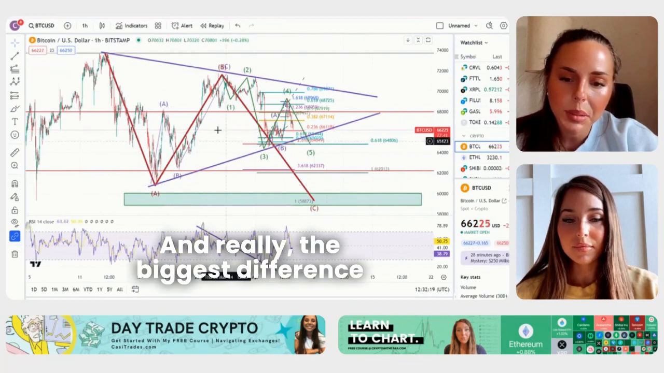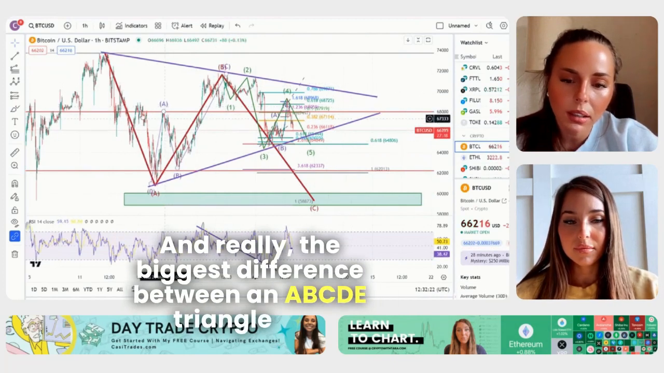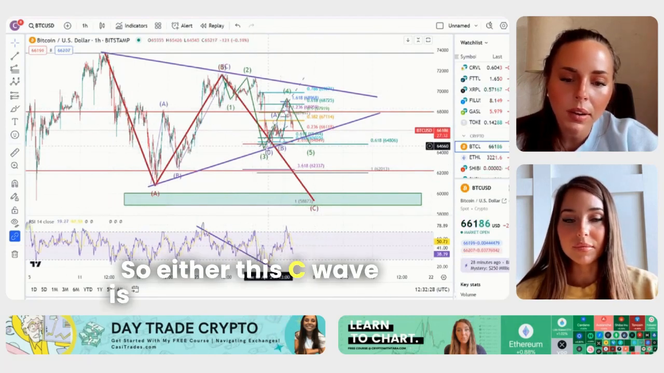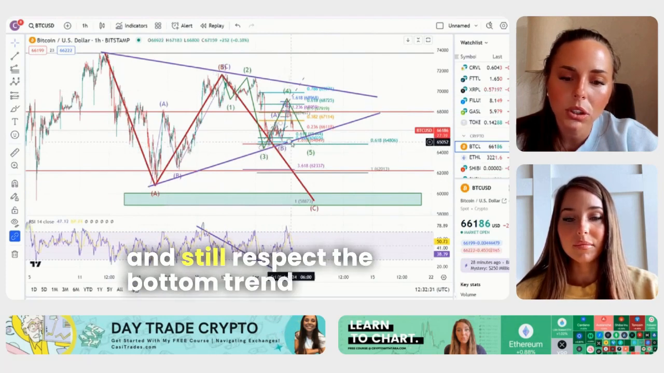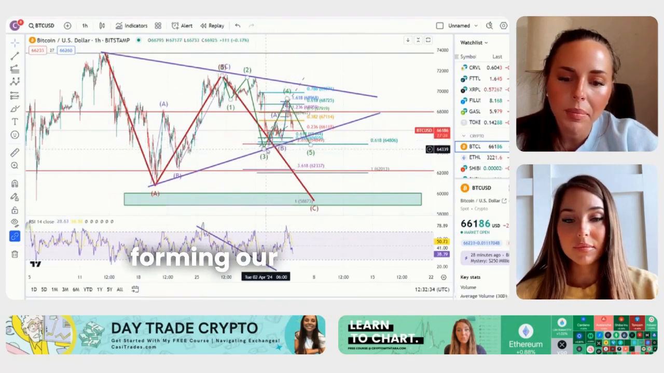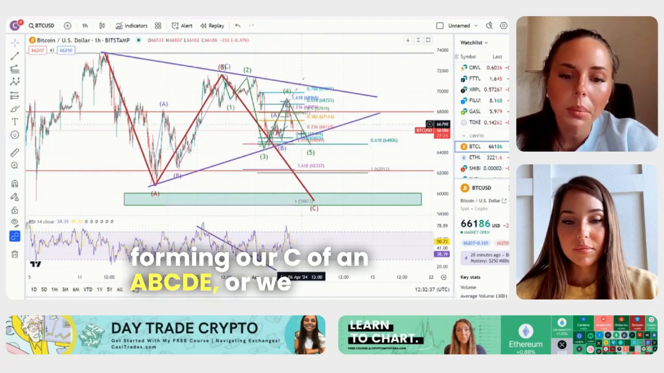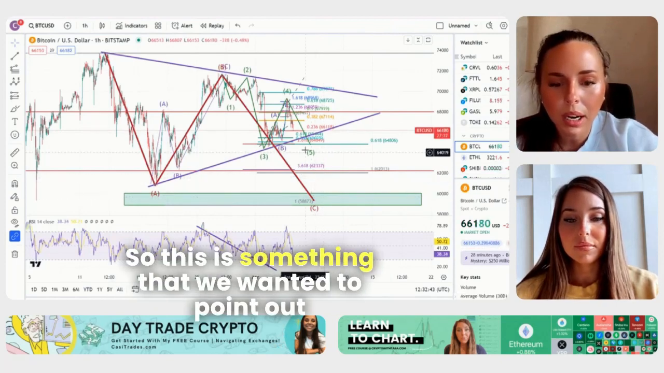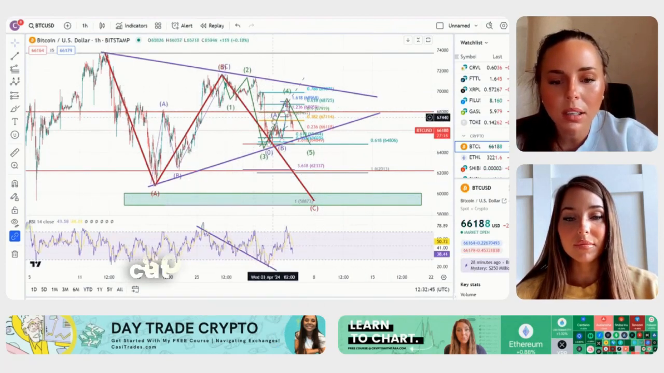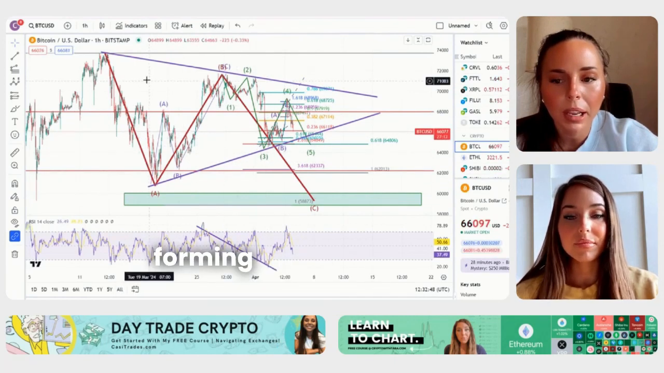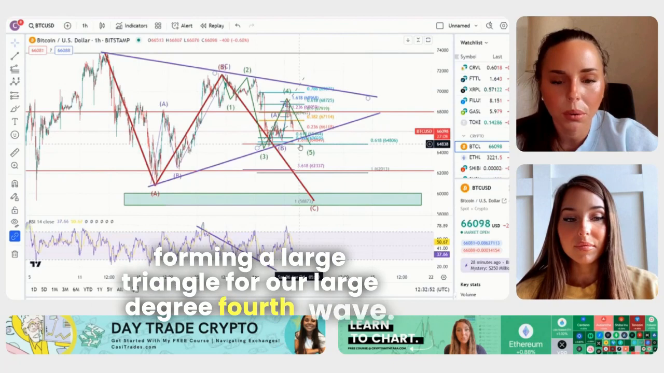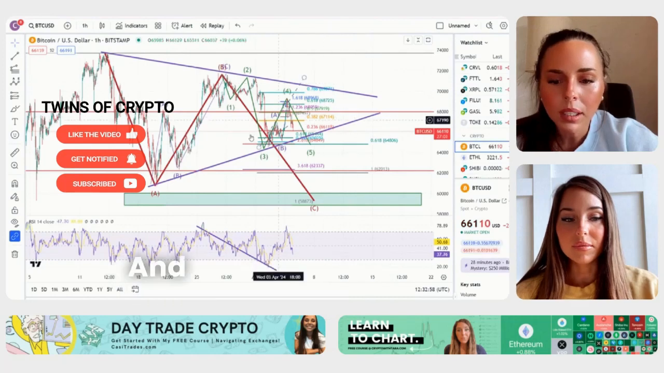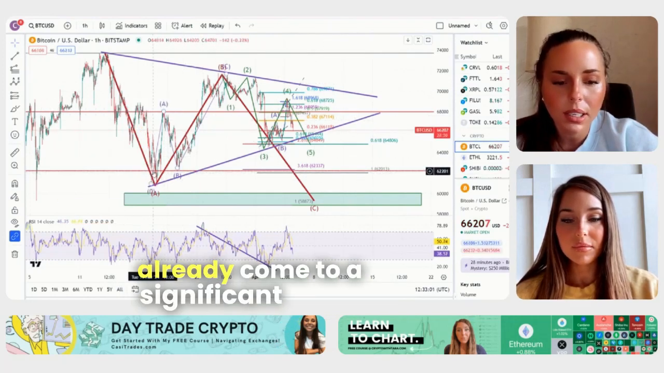Really the biggest difference between an ABCDE triangle and a typical ABC happens right in this C wave. Either this C wave is going to come down and still respect the bottom trend line of the triangle, forming our C of an ABCDE, or we break support here and it does form that true ABC. Based on these subwaves getting cut so short, it does look like we could be forming a large triangle for our large degree 4th wave. This would mean after this triangle is complete, we would continue on to make new highs. And like Tara did mention, it did already come to a significant level.